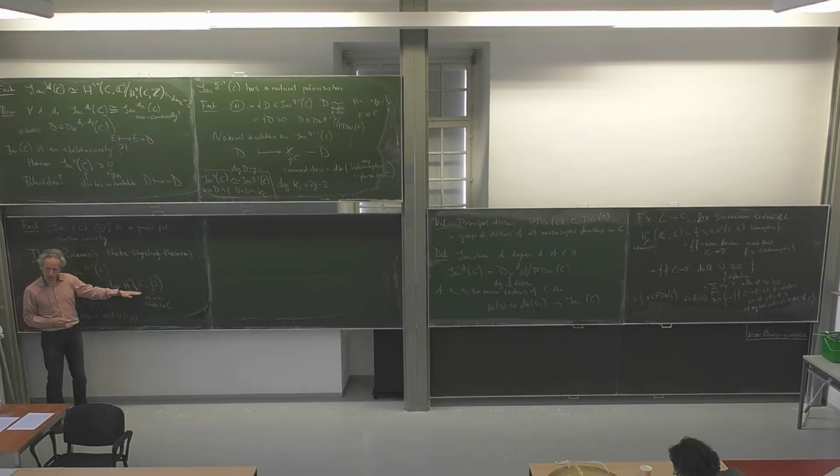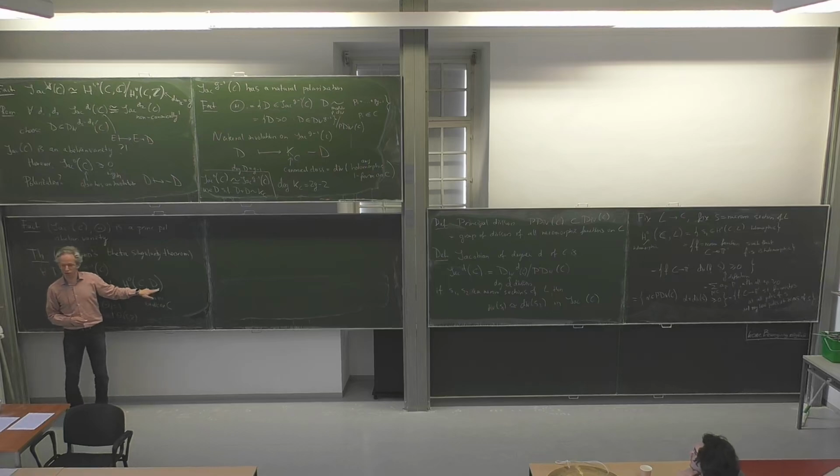This is a statement on a curve. So I have a curve. On a curve, I have a line bundle. I have a bunch of holomorphic sections of this line bundle on a curve. That's something on a curve. The curve is just a curve.